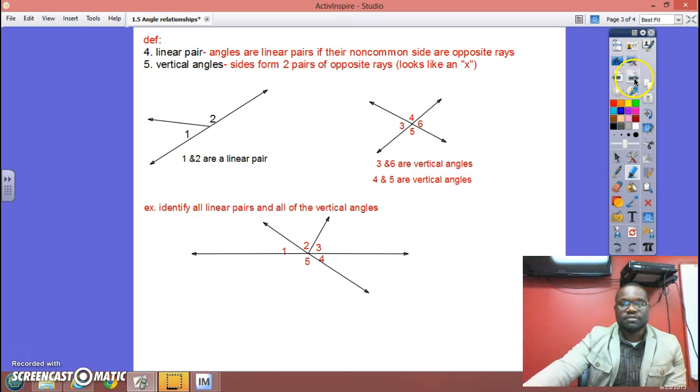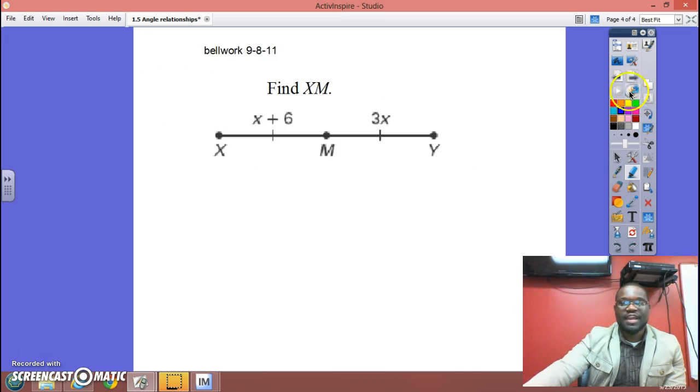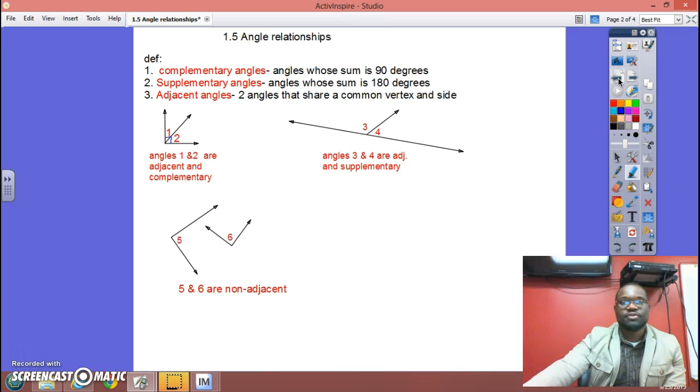Now, let's see what else is here. We have this example, and they want us to find, oops, no you don't, that's my bell work, so you don't want to worry about that one. I believe that's it for today, so let's review real quick.